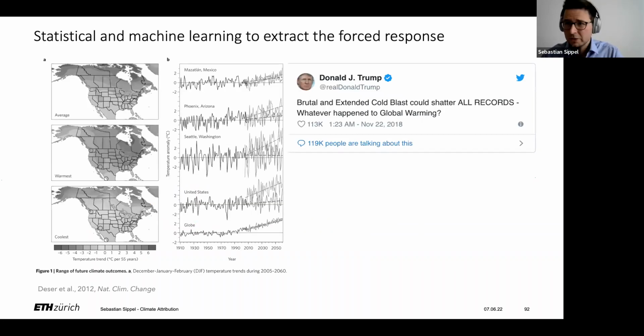So of course we know internal variability on a regional scale is highly variable. On a daily time scale, we should expect cold extremes still occur even though the background climate is warming. However, not everybody understands that. For example, Donald Trump and people like that tweet things like, during a cold wave, there's a brutal and extended cold blast, and they apparently pretend not to understand how this can happen under global warming.